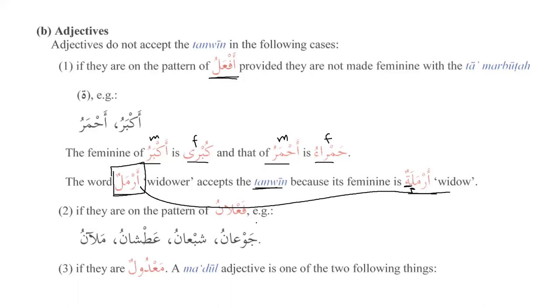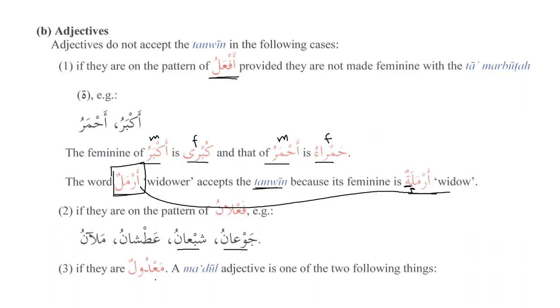If they are on the pattern of fa'lanu, for example, jaw'anu, shab'anu, atashanu, and mal'anu, we also know that the feminine of jaw'anu is jaw'a, shab'anu is shab'a, and similarly atashanu, atasha. So they have different feminines, but here armalun has a feminine that comes with ta marbuta. That's why it accepts tanween.